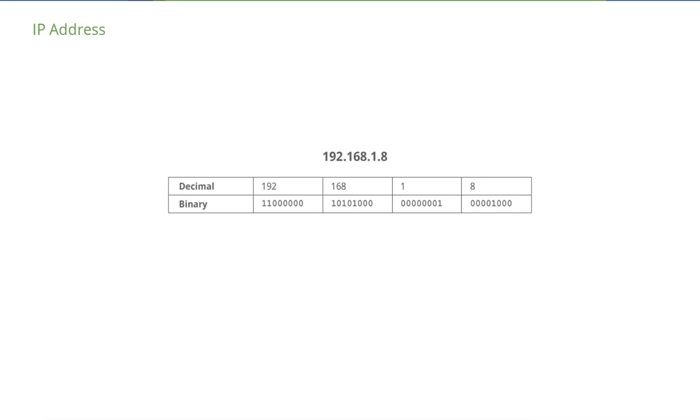Each number in the dotted decimal format represents an 8-bit binary number. Each 1 and 0 is a single bit. So, an IP address is actually a 32-bit number that is separated into 4 groups of 8 bits each. Don't worry if you don't understand binary numbers. We'll explain them in detail in just a moment. Some of the bits in an IP address are used for the network prefix, and the remaining bits are used for the host portion.